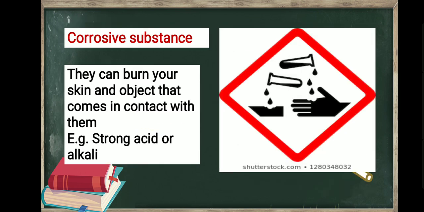Then the next one is corrosive substance. They can burn your skin and any object that comes in contact with them, so we have to handle them with great care. Examples are strong acid or alkali, and in the picture you can see that wherever it is dropping, it is removing the part, either skin or any other object. So it will burn you, and you should avoid it.